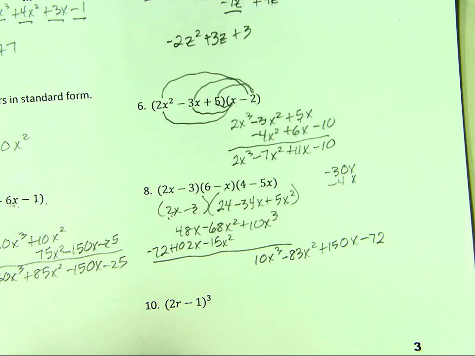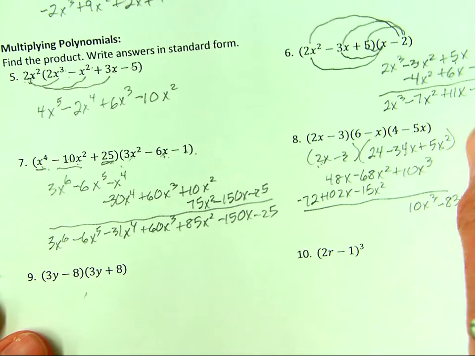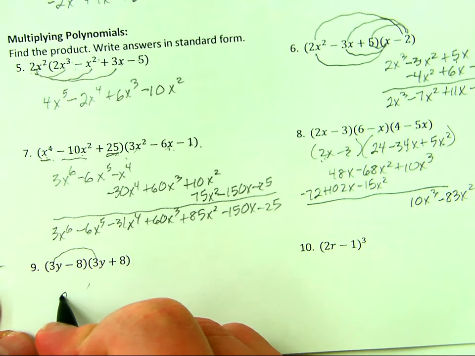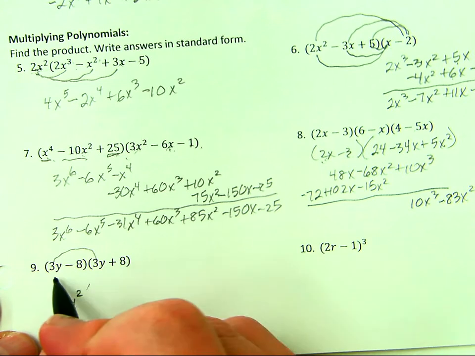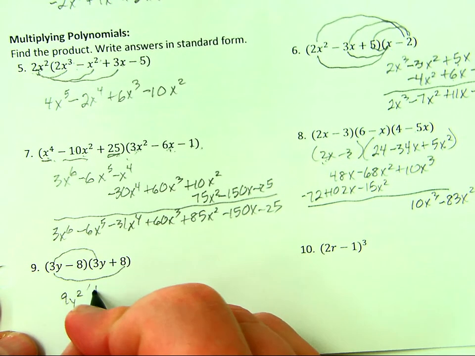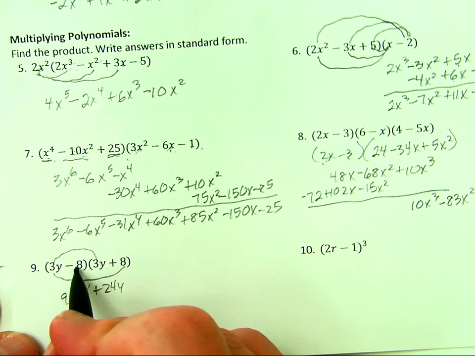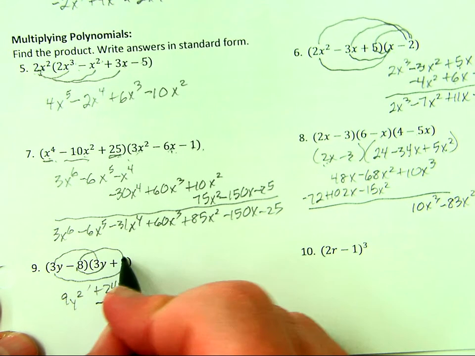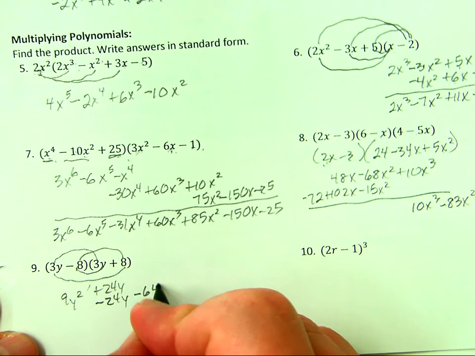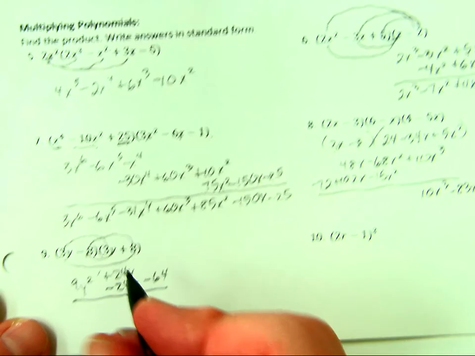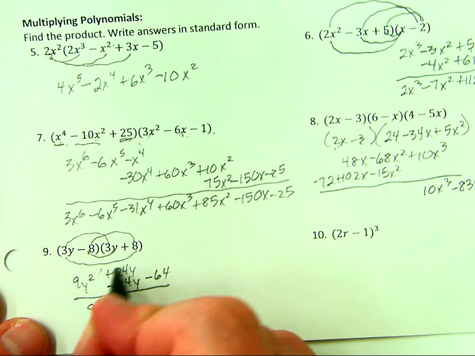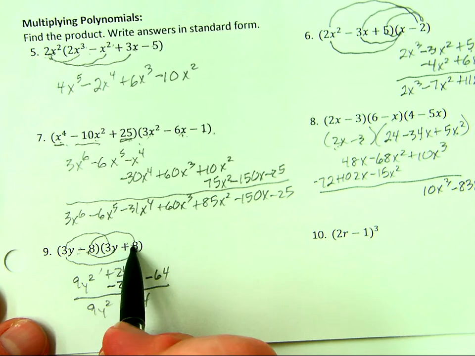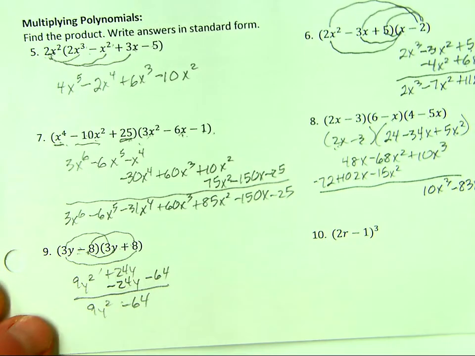Now this one's easier, thank goodness. This next one, we're just multiplying two binomials. When we multiply, if I take 3y times 3y, that's 9y squared. If I take 3y times 8, that's 24y. Now if I go negative 8 times 3y, that's a negative 24y. And negative 8 times negative 8 is negative 64. Well, now when you combine like terms, I get 9y squared. These cancel out, and I get minus 64. Whenever there are two binomials matching except the middle signs change, that middle term always cancels out.